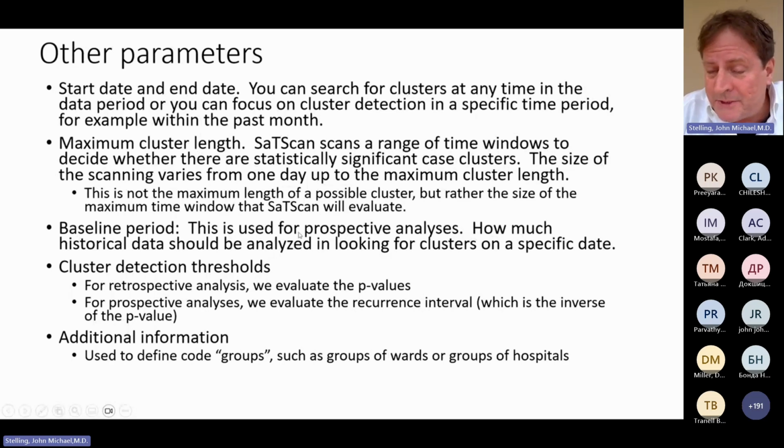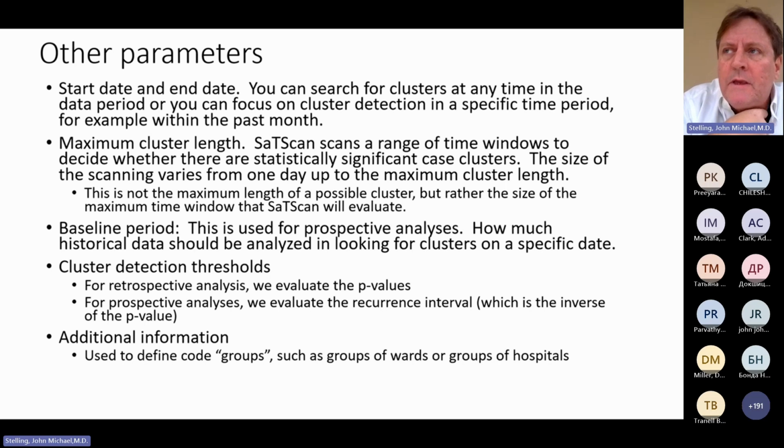Baseline period, I was just talking about that. We use this for prospective analyses. Please compare the results from this week to the last 1 year of data, to the last 2 years of data. So we're only comparing with data in the past, and that's why the space-time uniform did not work, because there is no historical data.